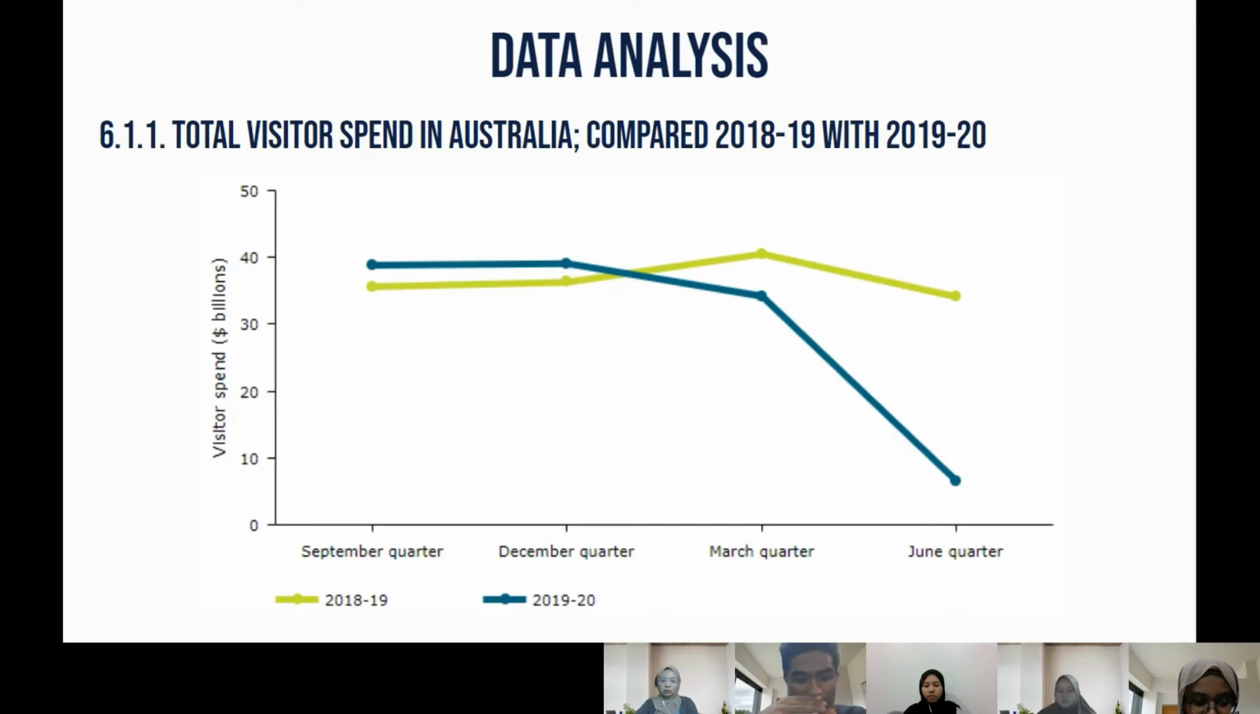But then in 2019 and 2020, we can see there is a decrease from the December quarter to the March quarter. This is because before COVID-19 happened, Australia had a bushfire crisis, but the impact is not as significant as COVID-19, because we can see here at the March quarter to June quarter, this significant instant decline is because of COVID-19, because of the movement control order and also the closure of the international border. Next.